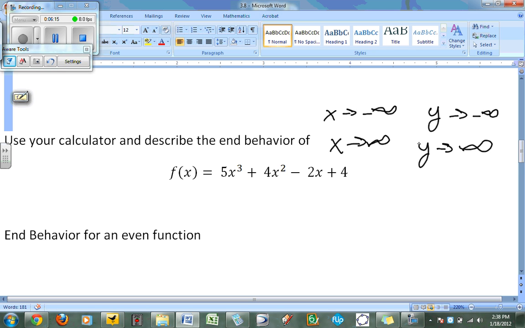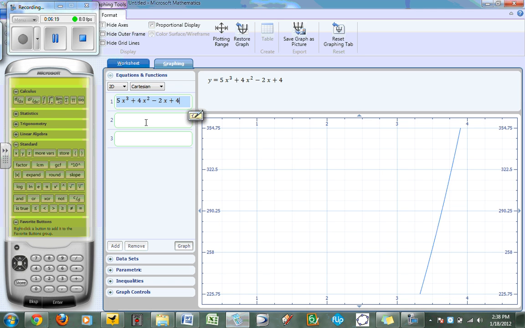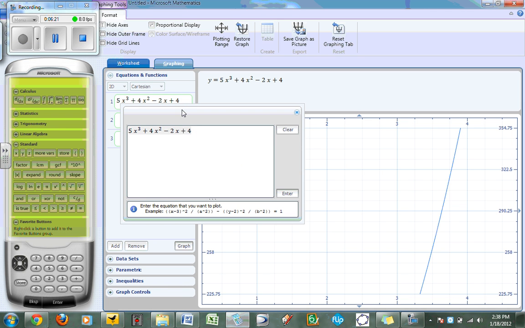And then our notes say here, look for the end behavior of an even function. So let's just make up some crazy even function. We're going to say 10x to the 6th power plus 8x to the 5th power minus 3x to the 4th power plus 2x cubed plus 10x squared plus x plus 5. It's just some ridiculous function, but it's an even function.